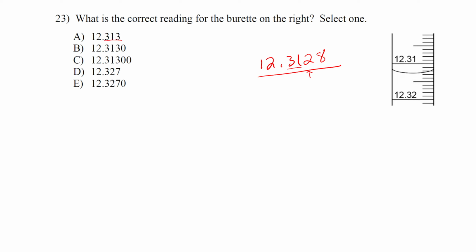So not 4 decimal places, too many decimal places. These are beginning with a 3, 2, so incorrect. The only one that could possibly be right is this one. That's the only one that has the correct sig figs and is reading the correct direction.